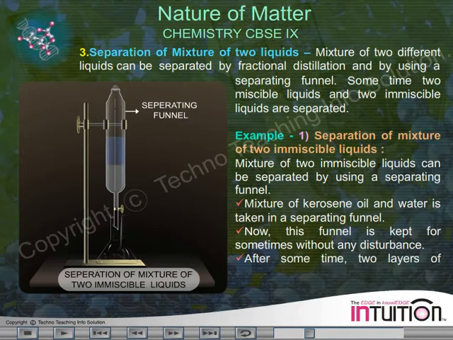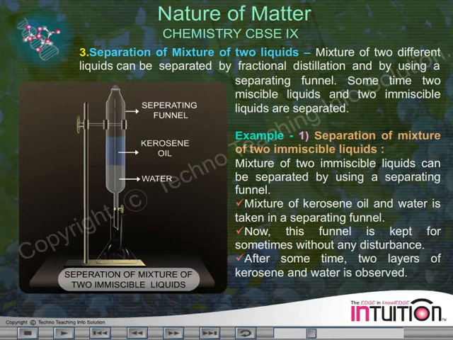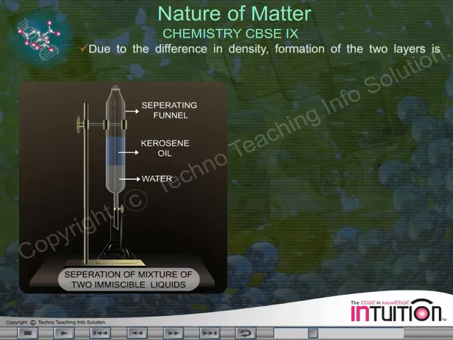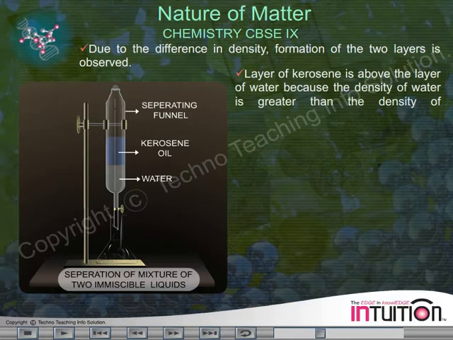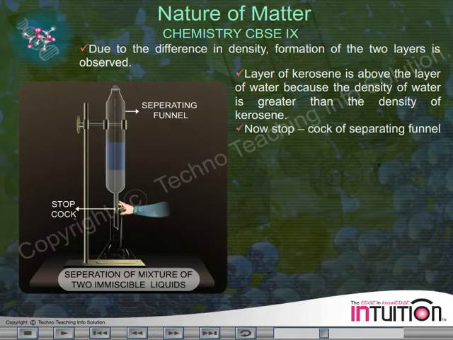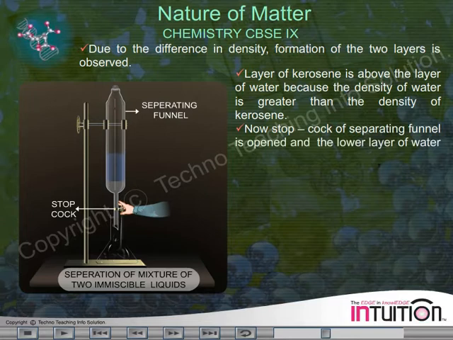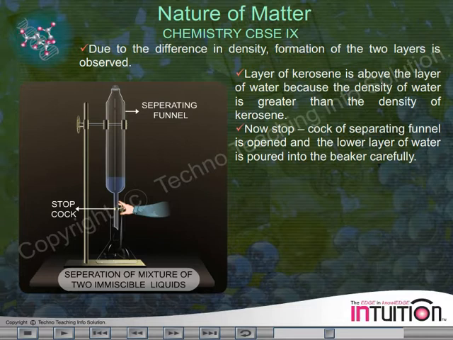After some time, two layers of kerosene and water are observed. Due to the difference in density, formation of the two layers is observed. Layer of kerosene is above the layer of water because the density of water is greater than the density of kerosene. Now, stopcock of separating funnel is opened and the lower layer of water is poured into the beaker carefully.